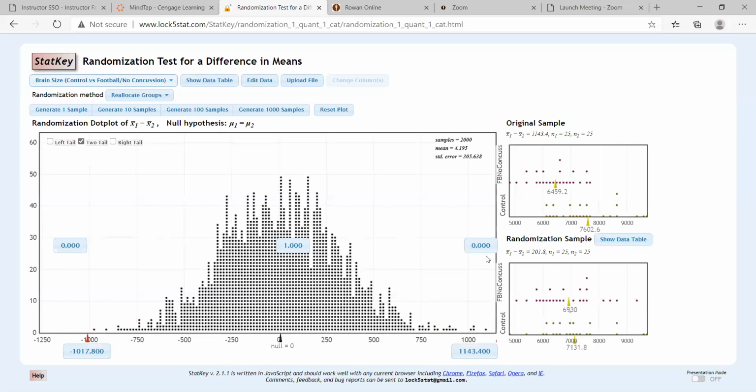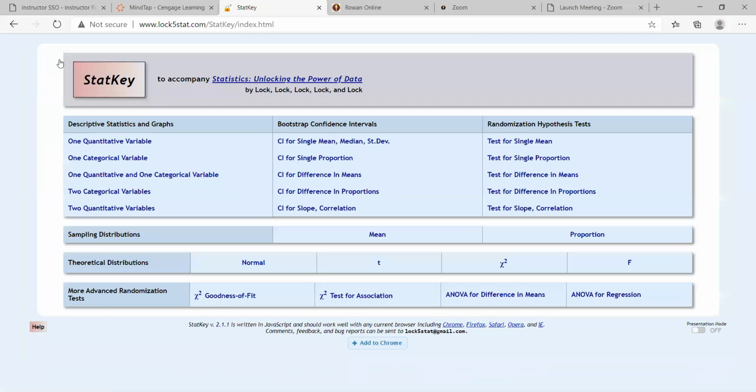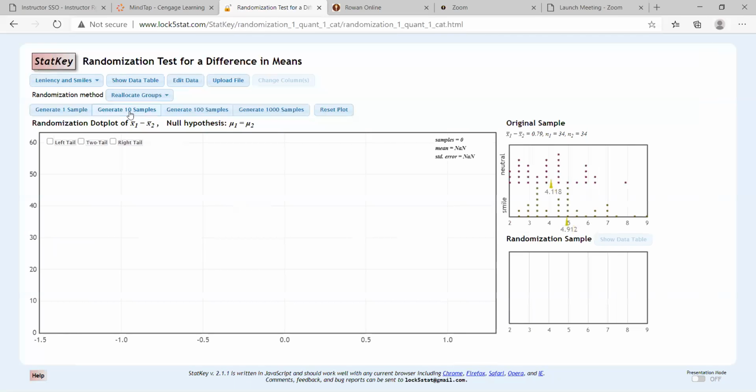And this is another example where we get, it's way out here somewhere. So again, we're going to reject the null hypothesis. So again, I'm looking for an example where we don't have a big difference. Let's try this one here, leniency in smiles.